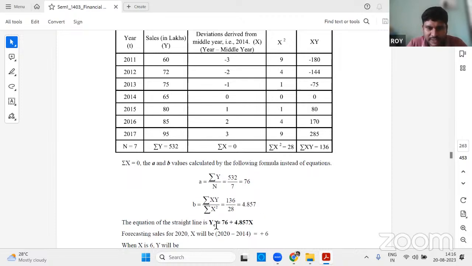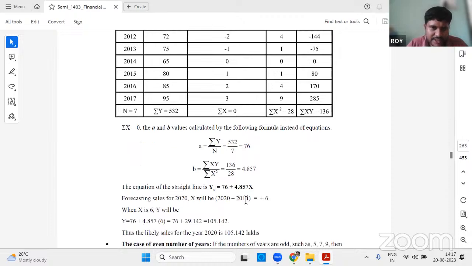The equation of the straight line is Yc. What does C denote? There are three things we learned in the beginning in time series: trend, secular trend, seasonal trend, cyclic trend, right? And you keep the values in this form, a plus bx. Yes, thank you, Vishnu, a plus bx. You keep 76 here as a, and the b value is this, and you will get this value. Forecasting of the sales for 2020.